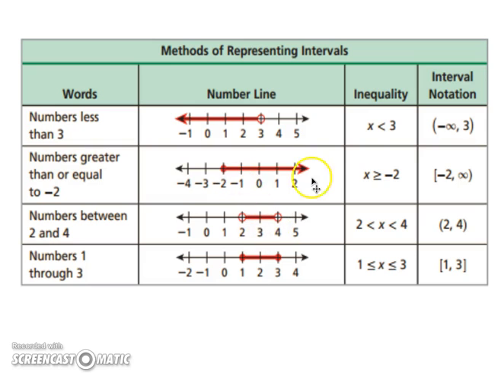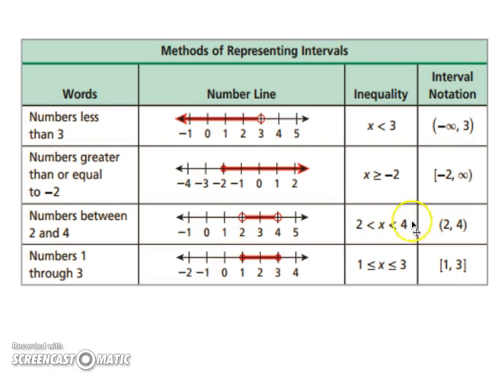But can you do more than one number? Well, yeah. Numbers between 2 and 4. This was very similar to the vocabulary word that we were looking at. So you're not including the values of 2 and 4, just everything between them. So you're going to have a parenthesis on both sides, at the 2 and the 4, to show that you're not filling it in and that value is not included. But everything between them is.